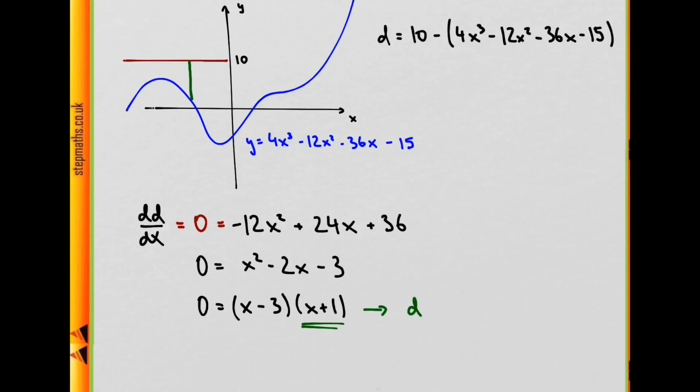So what is d, the distance between the two curves at x = -1? Well, it's 10 - 4, then - 12, + 36, - 15, and that gives us 5. Whoops, 5 like this. So that's the minimum distance from the cursor to this curve, 5, and that's our final answer in the exam. It was option B.